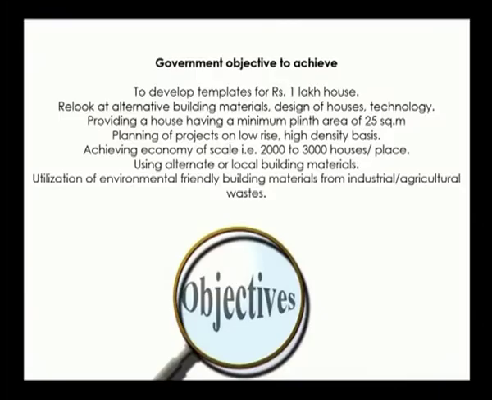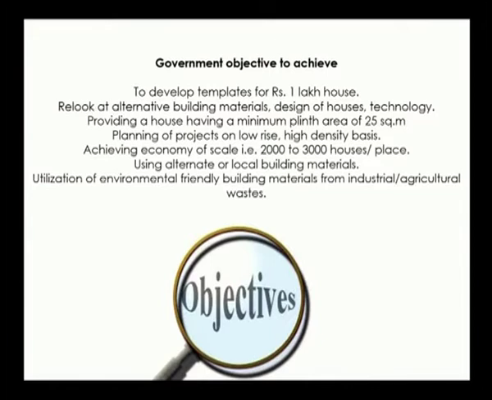And what does the government do in terms of achieving this? So, government has set some objectives through different schemes and services that relate to developing templates worth 1 lakh rupee, and to look at alternative building techniques, that is to develop research methodologies and technologies to improve housing conditions, providing a house having a minimum plinth area of 25 square meters.